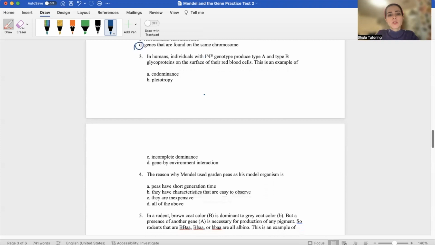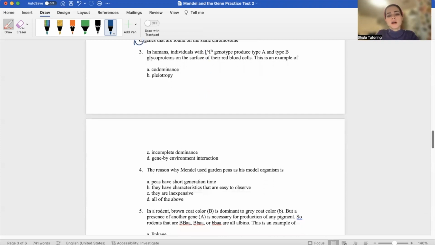Don't confuse it. In humans, individuals with AB genotype produce type A and type B glycoproteins on the surface of their red blood cells. This is an example of codominance. Those alleles code for glycoproteins that are found on the surface of red blood cells. If it was incomplete dominance, then those glycoproteins for heterozygous individuals would be something in between type A and type B glycoproteins. But in this case, the cell will produce both types.